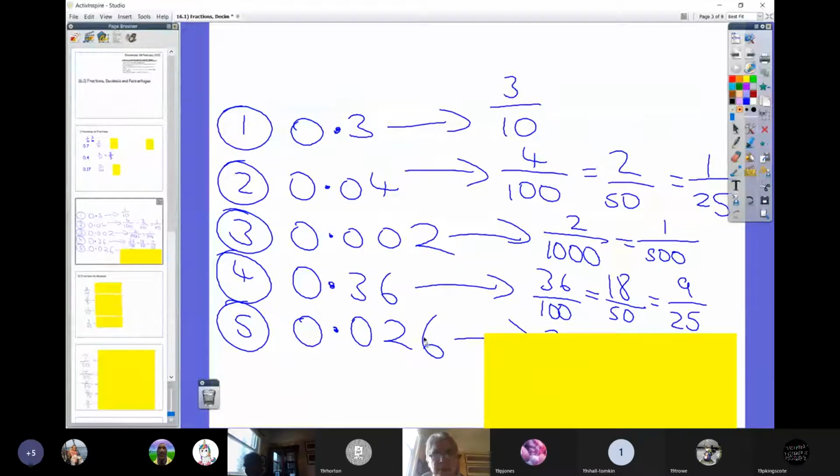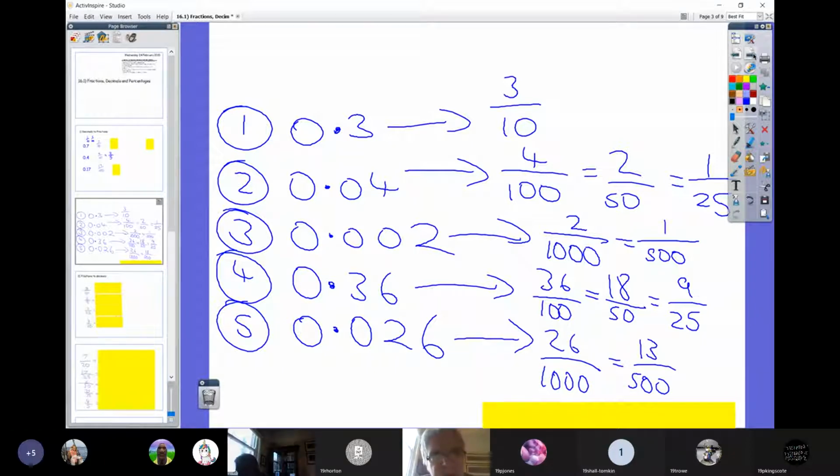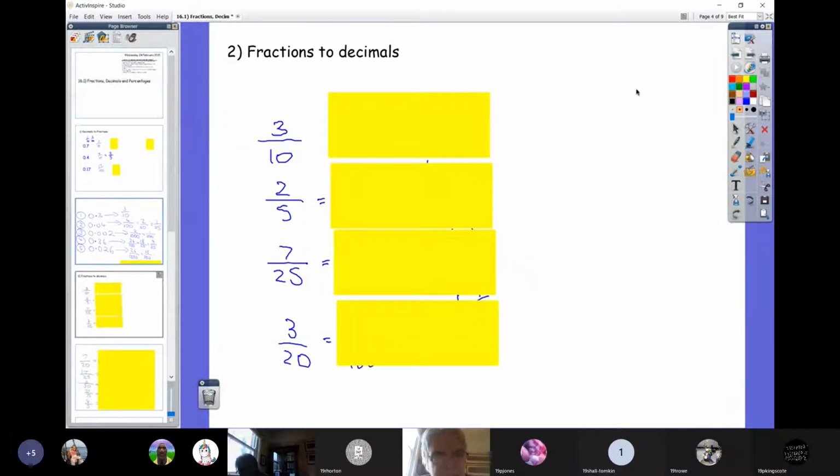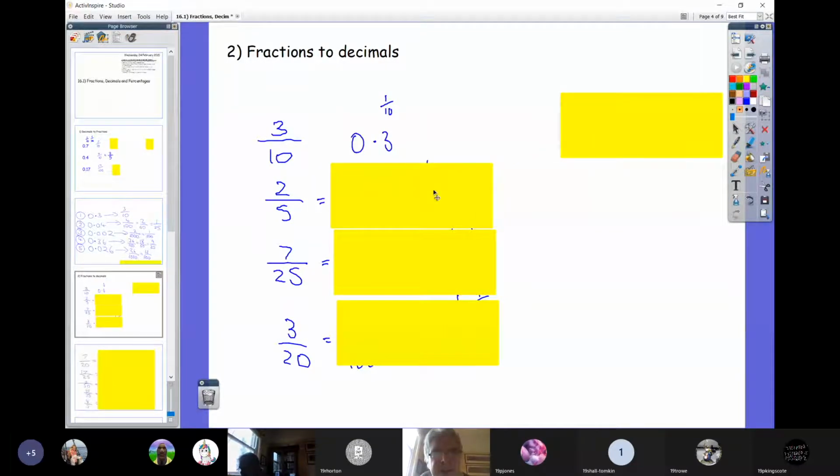Okay, so what have we got next? This is then going the other way, going fractions to decimals. Going fractions to decimals is absolutely fine if it's already over 10 or over 100. So 3/10, we can see that's got to be 3 in the tenths column. So that's just going to be 0.3. Now 2/5, you really need to turn that into something over 10 to make it doable. So 2/5 is 4/10, and then it's easy enough to say that's got to be the 4 in the tenths column. So that will be 0.4.